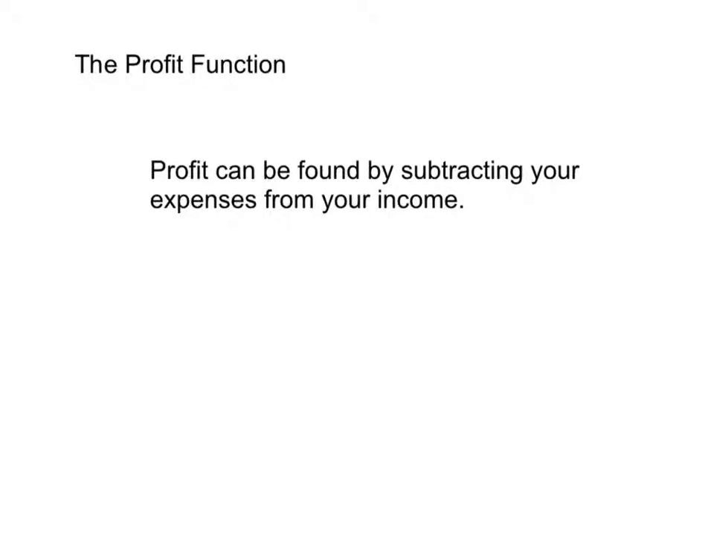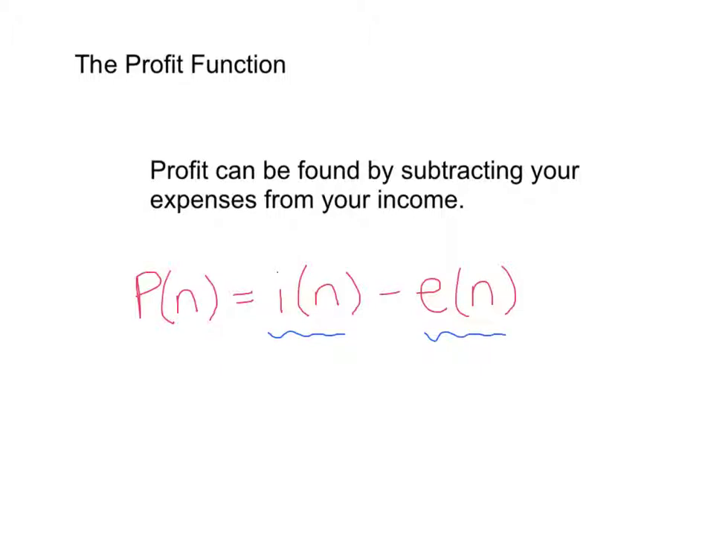The profit function can be found by subtracting your expenses from your income. So if we were thinking about this in terms of functions, we would say that P of N, where N is the number of units you sell, equals I of N minus E of N. So you're going to need to find a function for your income, a function for your expenses, and then combine those two to find your one final profit function.